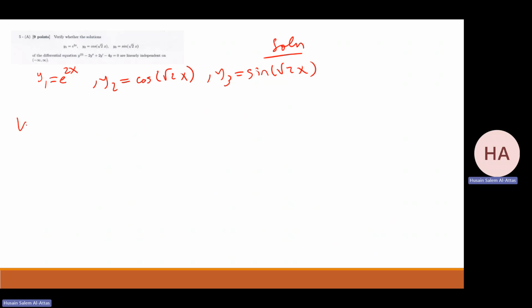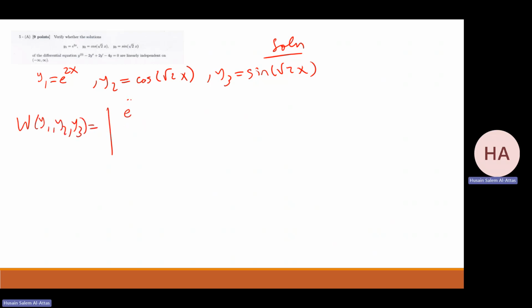Verify whether the solutions are linearly independent. Okay, so I need to do the Wronskian. Let me write the functions so that it will be very clear: y2 equals cosine of square root of 2 x, y3 equals sine of square root of 2 x. He said they are solutions. Now I need to check if they are linearly independent or not. I'll do the Wronskian of y1, y2, y3.